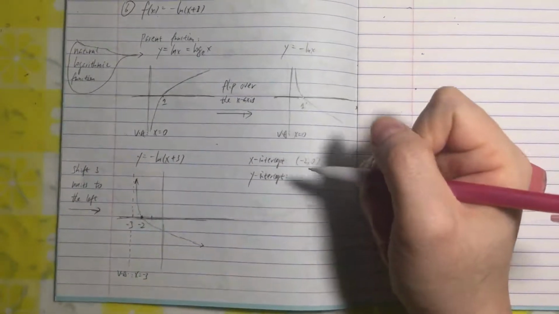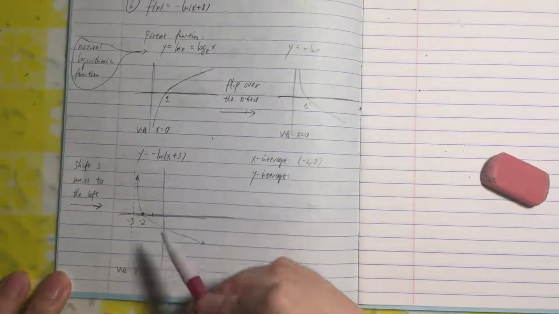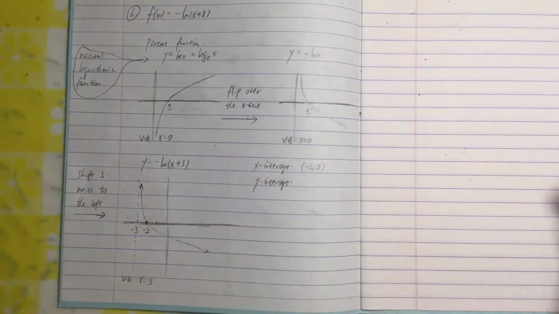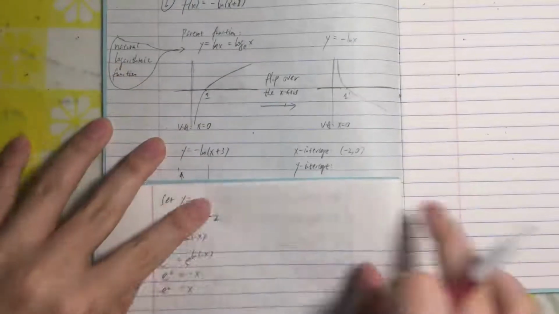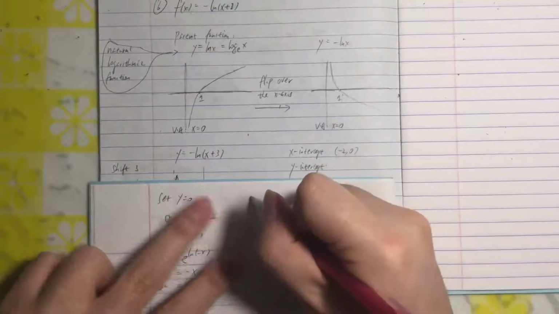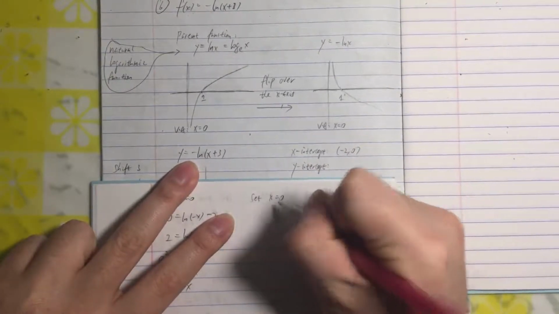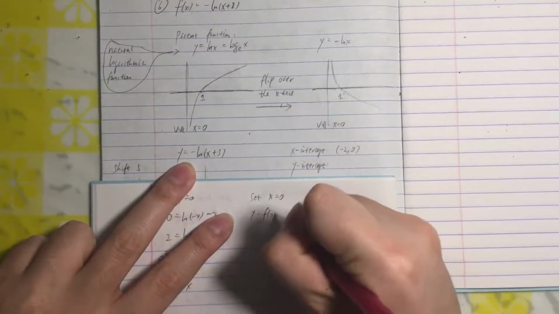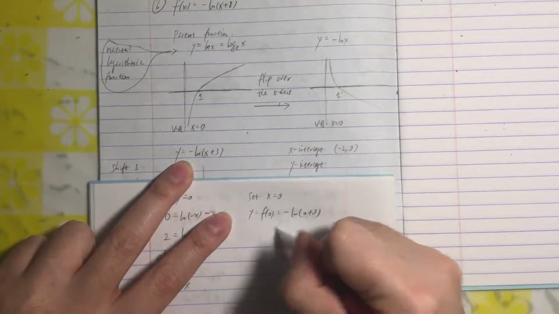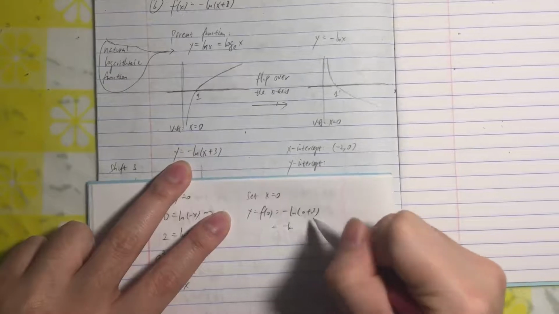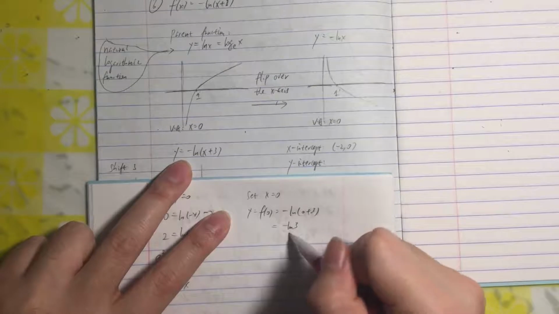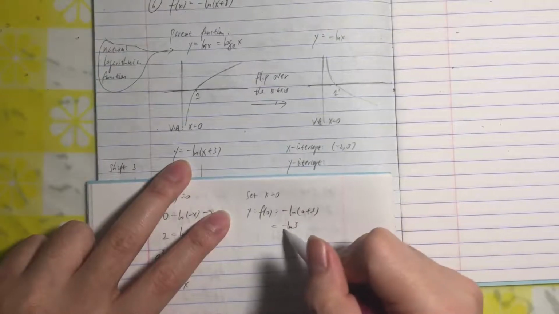For the y-intercept, we plug in 0 for x. For the y-intercept, set x equal to 0. I get y equal to f of 0, which is negative ln of 0 plus 3. And we know that 0 plus 3 is 3. So the y-intercept is negative ln of 3.